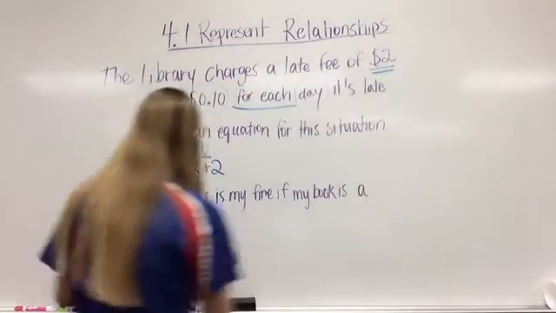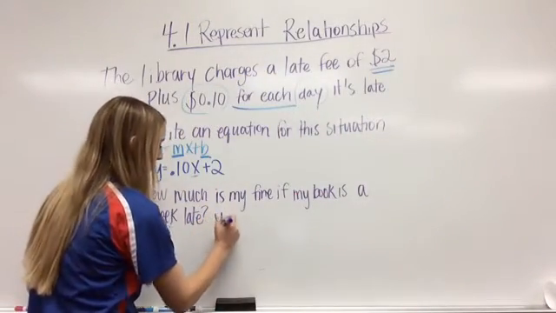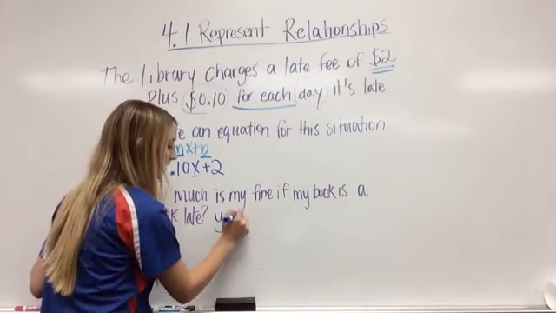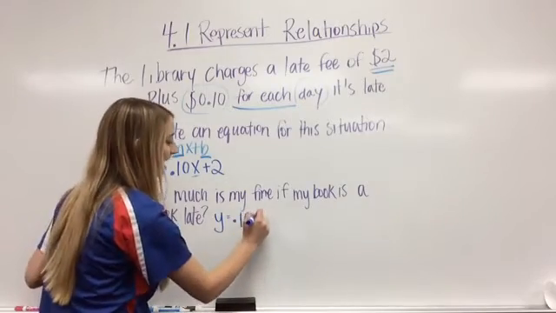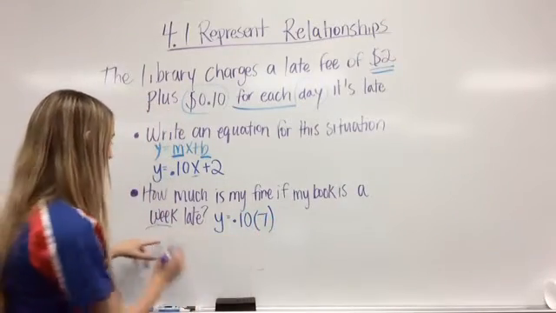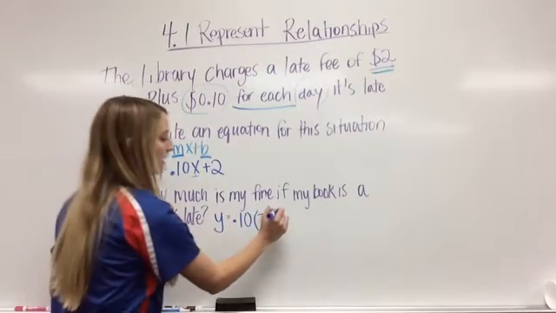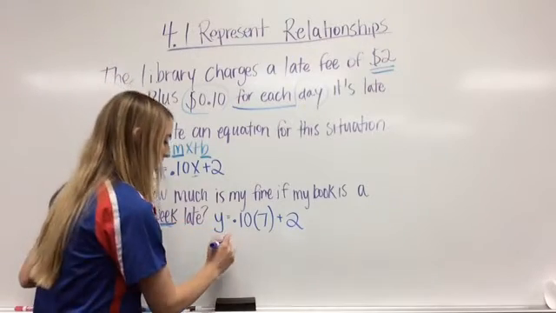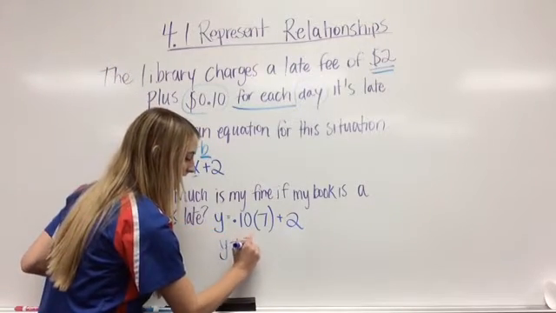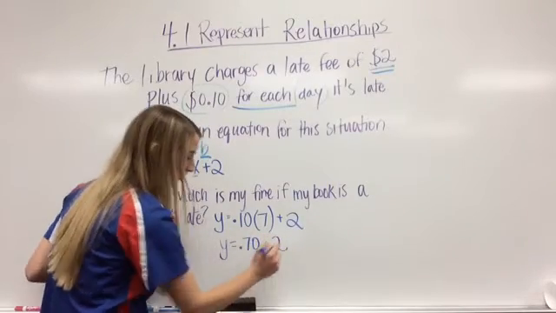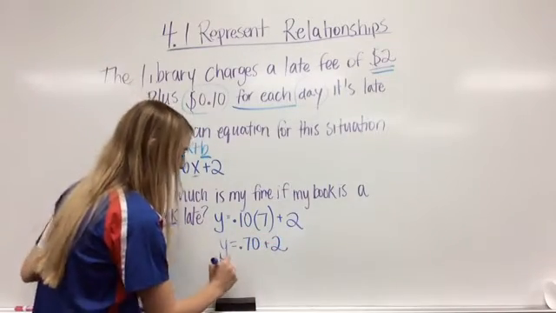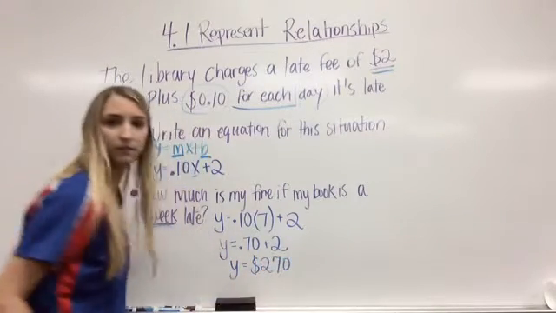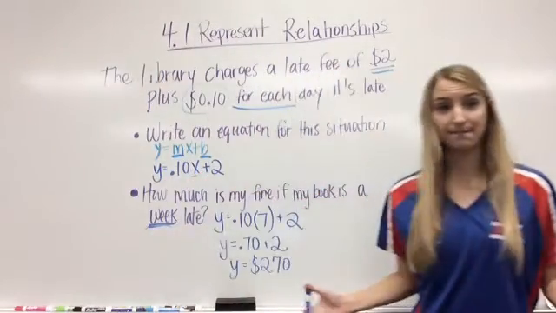Okay, so we want to know how much we have to pay. So y, which represents our total cost, that's what we're trying to find, equals 0.10 times 7, because there's 7 days in a week and we're trying to figure out how much it costs for a week, plus 2. If I multiply this out, I get y equals 70 cents plus 2. So my late fine is $2.70. And that is it. That's all you have to do.